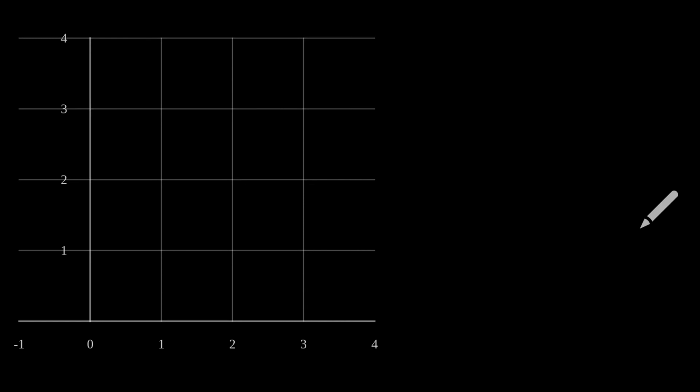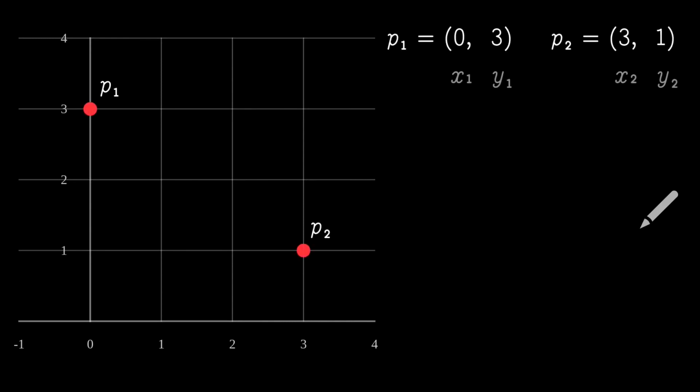Given two points, linear interpolation is the insertion of new points at the straight line between these two points. For example, P1 and P2. We have x1 equal to 0, and x2 equal to 3. Suppose we want a new point at x equal to 1.